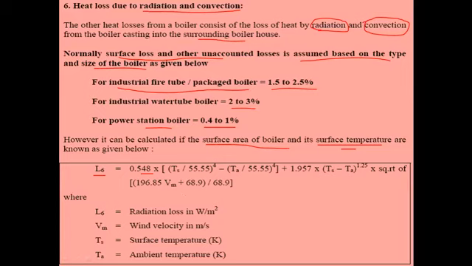Here, radiation loss in watts per square meter is the L6 we are going to find out. Vm is the wind velocity in meter per second. Ts is the surface temperature, and Ta is the ambient temperature. So if we know all these values, we can calculate this L6.